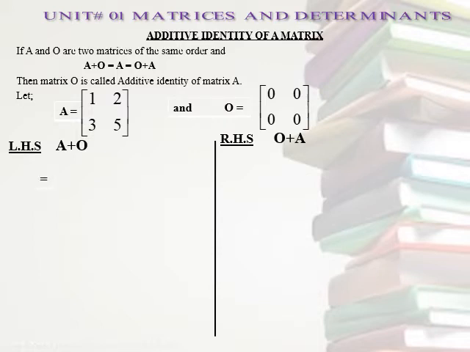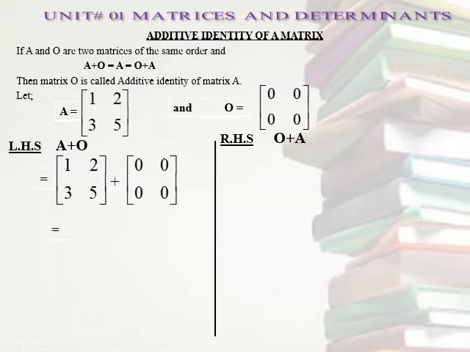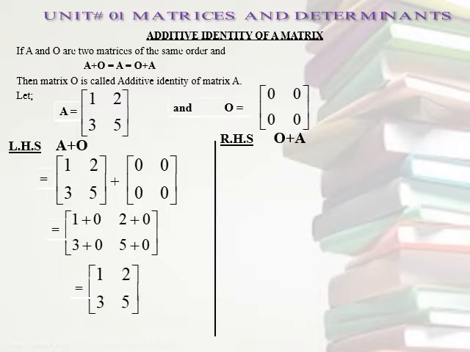I'll consider left hand side first. As A is written first, I'll write matrix A first, then plus sign, and then matrix O. In next step, I'll add the entries of matrix A to the corresponding entries of matrix O. And after addition, I have got this matrix. Here you can see that this obtained matrix is equal to A.